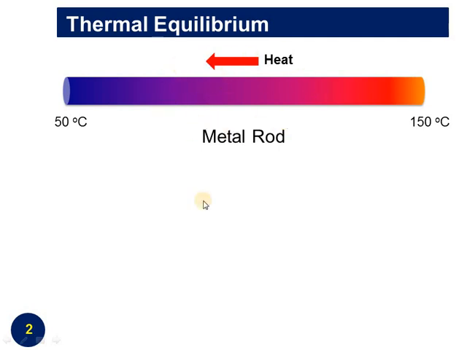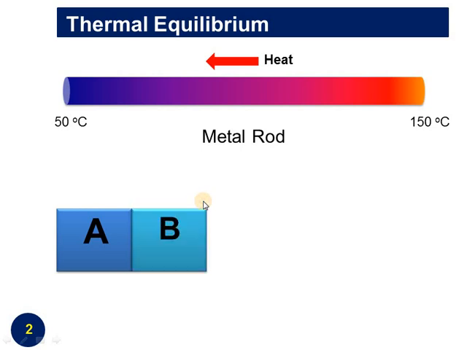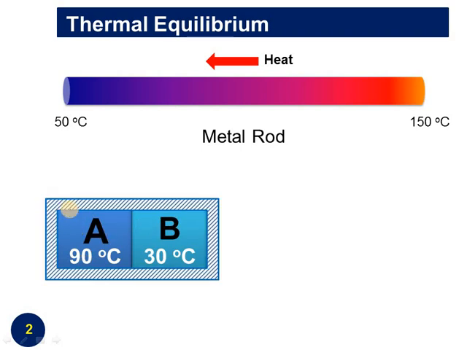Take another example. Consider two bodies A and B which are physically in contact. If the temperature of body A is 90 degrees centigrade and the temperature of body B is 30 degrees centigrade, we can say heat will be transferred from body A to body B. Now cover both bodies with an adiabatic wall so that they cannot interact with the surroundings. So the bodies become isolated due to this adiabatic wall, which does not allow any heat transfer.